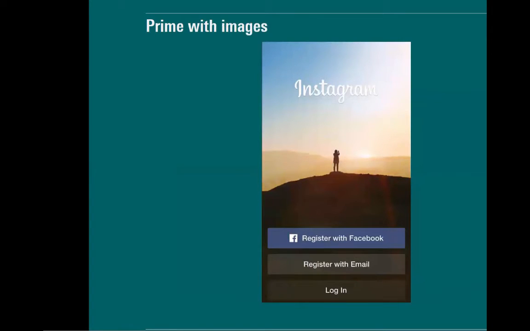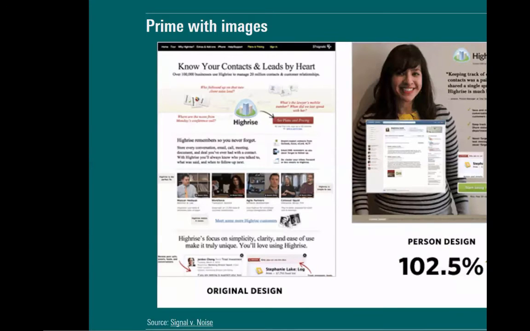Now, outside of words, we can also use images. Look at this example from Instagram. There's a beautiful image of a sunset and someone capturing it. It gives you warm emotions and feelings, this interesting travel, but also shows you what you can do with the product. When you're doing cool things and seeing amazing stuff in the world, you can capture that using Instagram. Another way to prime with images is to use people.